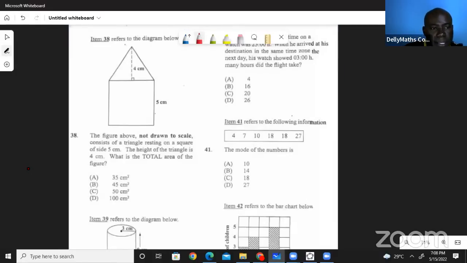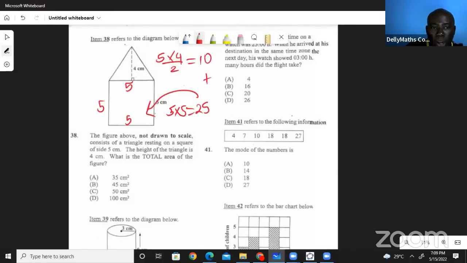Based on context, this is a square, so this is 5. This is 5. This is 5. So then the area of the square is actually 5 times 5, and we have 25. That's the area of the square. The base of the triangle is 5, and the height is 4. So the area of the triangle is base times height over 2, and we're talking about 10. So we're going to combine now our 10 and our 25, and we're looking for 35 as our answer.